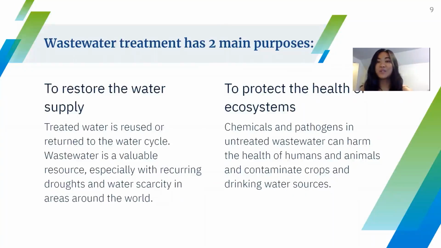Wastewater treatment has two main purposes. The first is to restore the water supply. Treated water is reused or returned to the water cycle. Wastewater is a valuable resource now, especially with recurring droughts and water scarcity in areas around the world. The second is to protect the health of ecosystems. Unfortunately, chemicals and pathogens in untreated wastewater can harm the health of humans and animals and contaminate crops and drinking water sources.